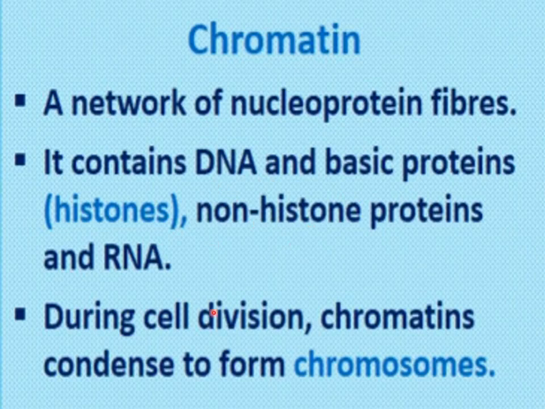During cell division, chromatin condenses to form chromosomes. It means in the interphase stage of the cell, chromatin is present inside the nucleus of the cell, and when the cell enters into cell division, into M phase for mitosis or meiosis, what happens? Condensation of that chromatin material occurs inside the nucleus, and due to this condensation, chromosomes are formed. So how are these chromosomes formed inside the nucleus? Due to condensation of chromatin.